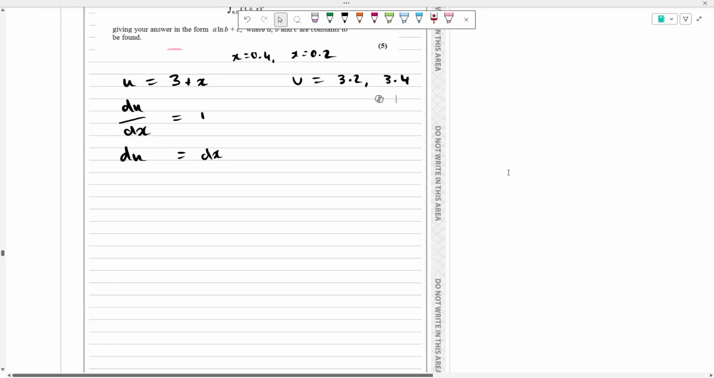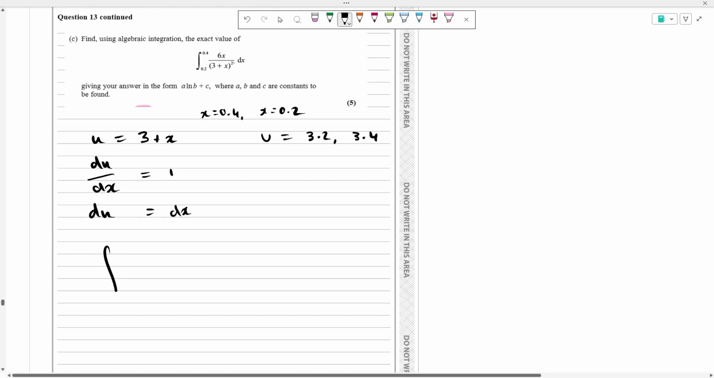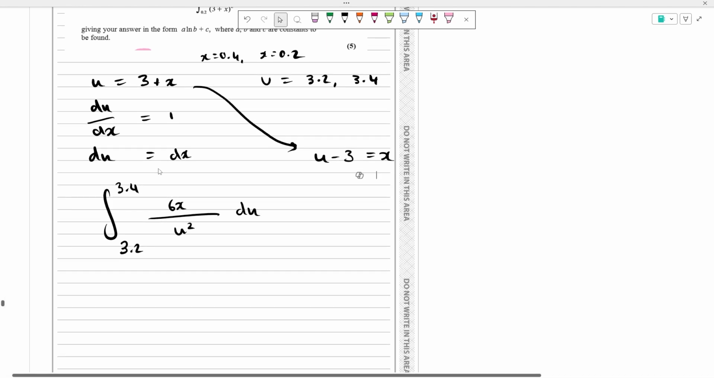Cool. Let's start to substitute some stuff in. So we have the integral between 3.2 and 3.4 of 6x over u squared du. But we have a problem here right now. We have 6x on the numerator. We don't want an x. So what I'm going to do is take this substitution here and rearrange this for x. So I end up with u minus 3 is equal to x. Therefore, I can rewrite this as 6 times by u minus 3 over u squared du.